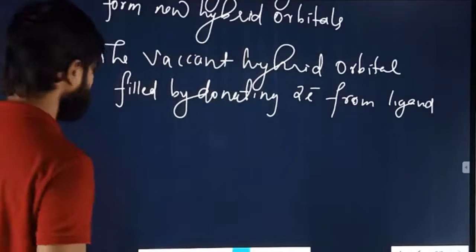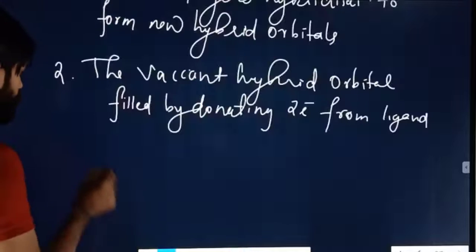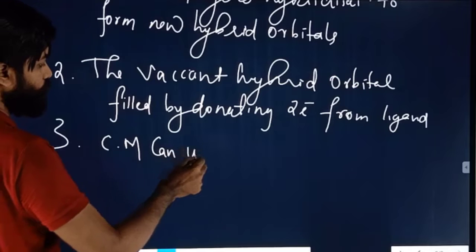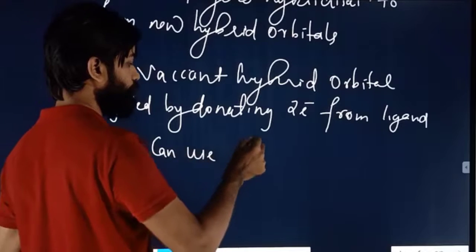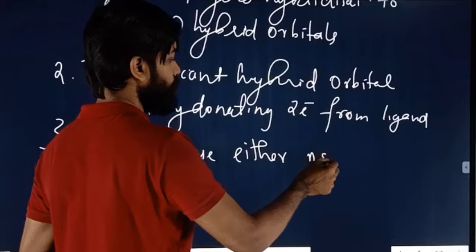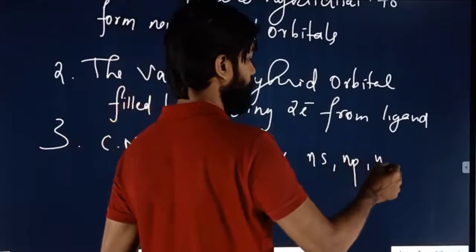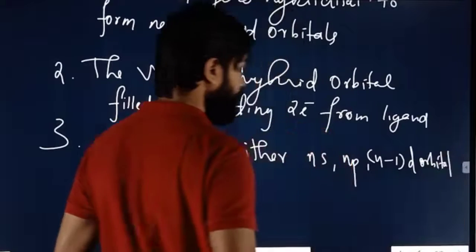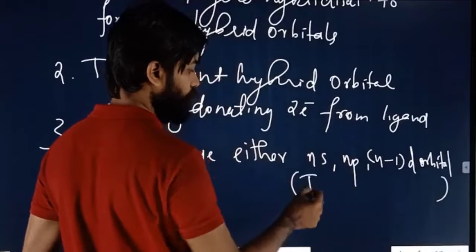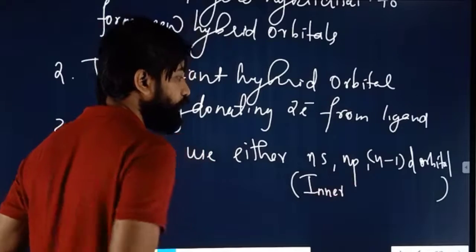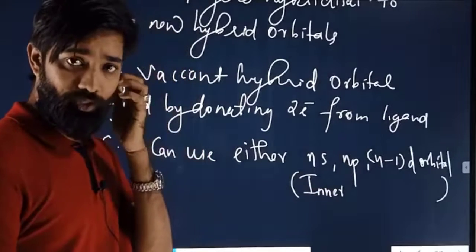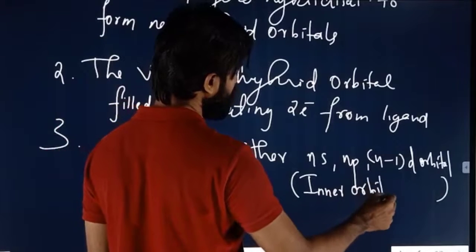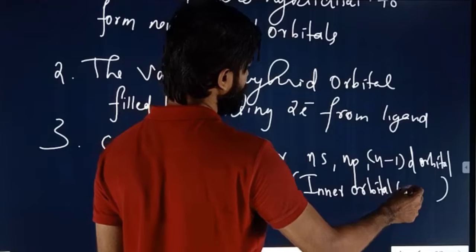The central metal can use either ns, np or (n-1)d orbitals for hybridization, and that is said to be an inner orbital complex. Where (n-1)d orbitals are used, that coordination compound is said to be an inner orbital complex.